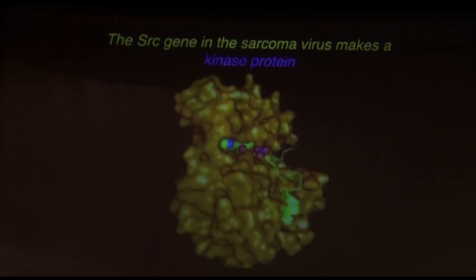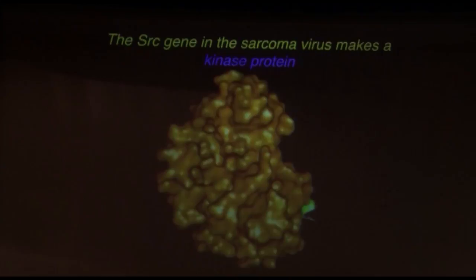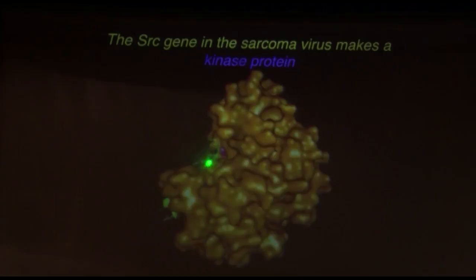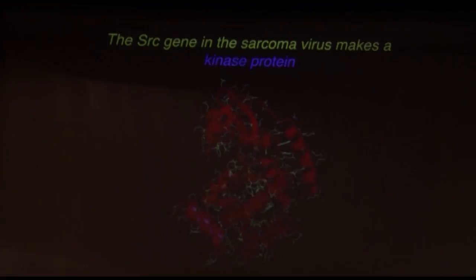This here is ATP, adenosine triphosphate, the molecule that is the energy currency of the cell, that at least if you're a biochemist or chemist, you'll be familiar with. And what this protein does is catalyze the transfer of a phosphate group onto another protein. So it's called a kinase, an enzyme that will chemically mark another protein by adding a phosphate group on it. And so the SARC gene codes for a kinase that marks other proteins.